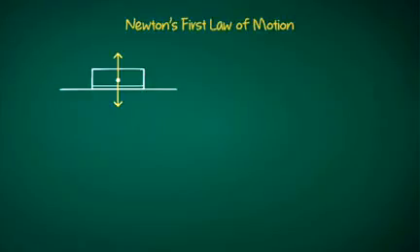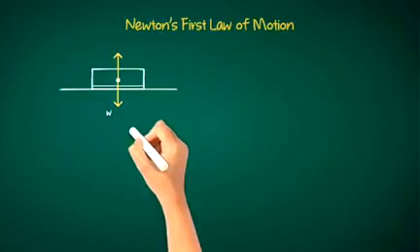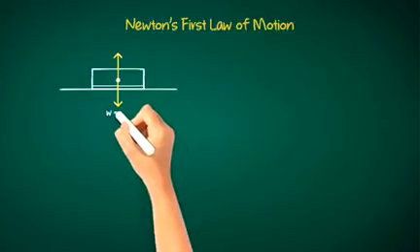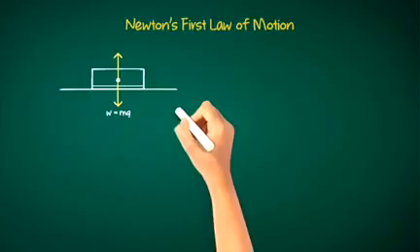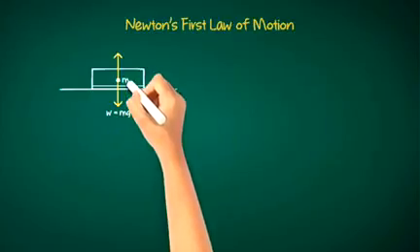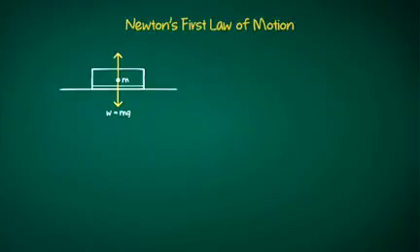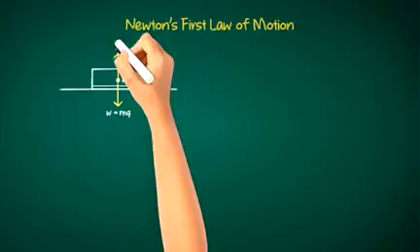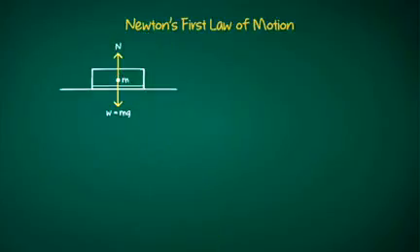Let's understand this through the force diagram. For any object, there is the force which is acting in downward direction, that is equal to mg, where m is the mass of the body and g is the gravitational acceleration. There will be another force acting exactly in the opposite direction, which is called normal reaction.